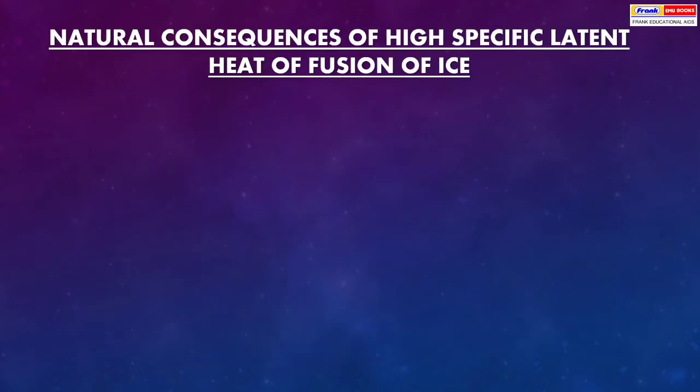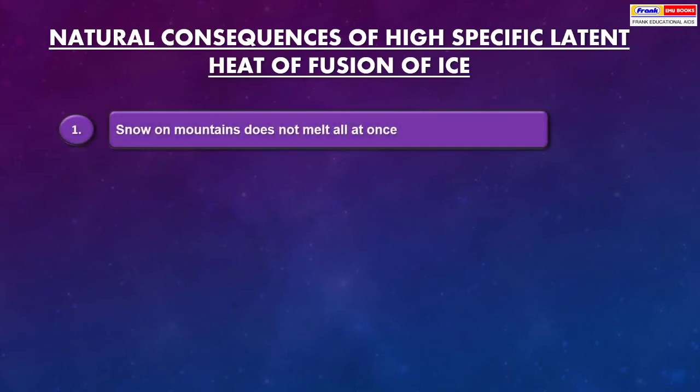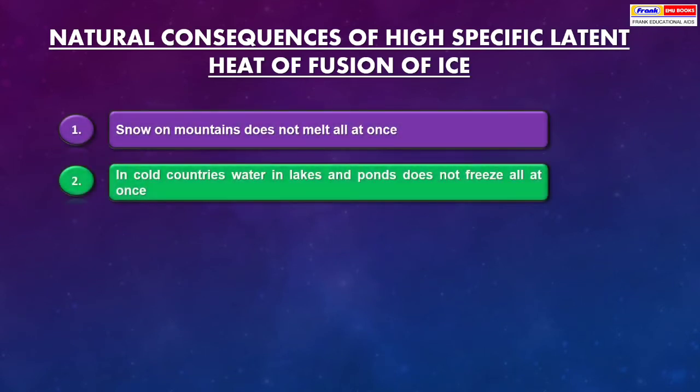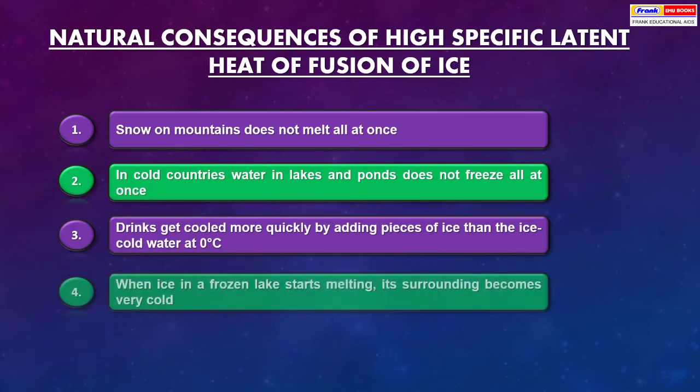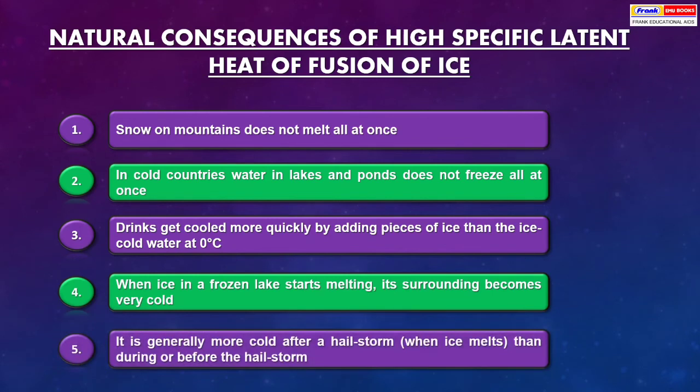Natural consequences of high specific latent heat of fusion of ice. Snow on mountains does not melt all at once. In cold countries, water in lakes and ponds does not freeze all at once. Drinks get cooled more quickly by adding pieces of ice than ice cold water at 0 degrees Celsius. When ice in a frozen lake starts melting, its surrounding becomes very cold. It is generally more cold after a hailstorm when ice melts than during or before the hailstorm.